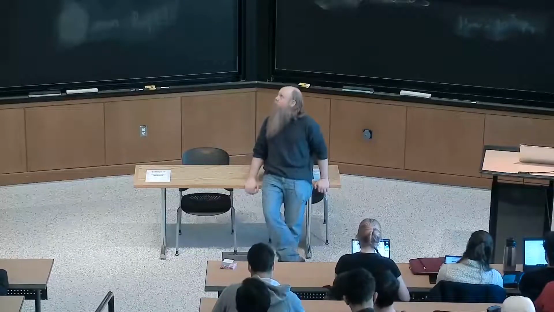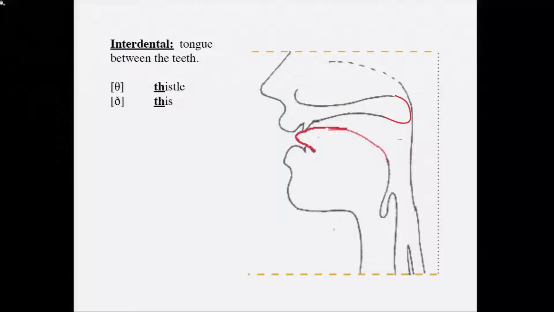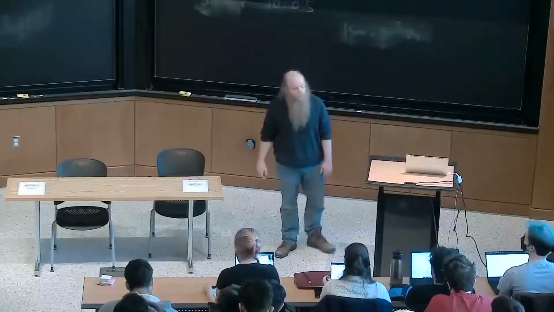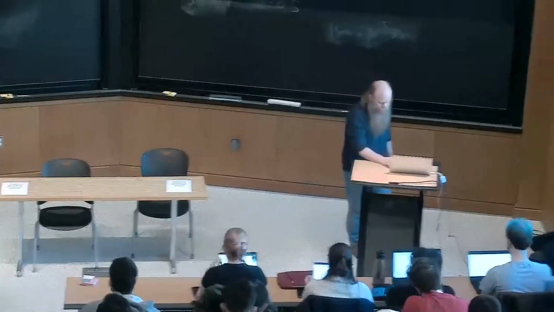So there are two different IPA symbols for them. The Greek letter theta is used for the sound at the beginning of thistle. And that second letter is an Old English letter. It's still used in Icelandic. It's sometimes called eth, and it stands for the sound at the beginning of this.